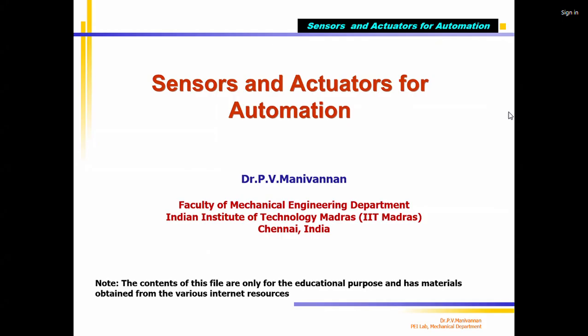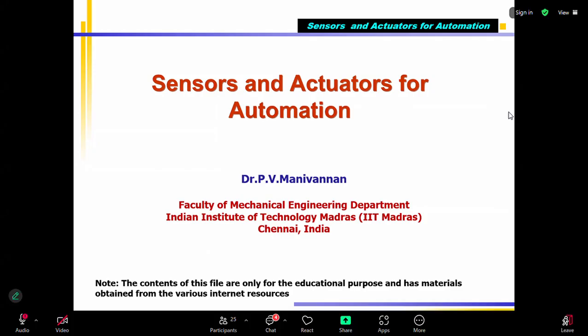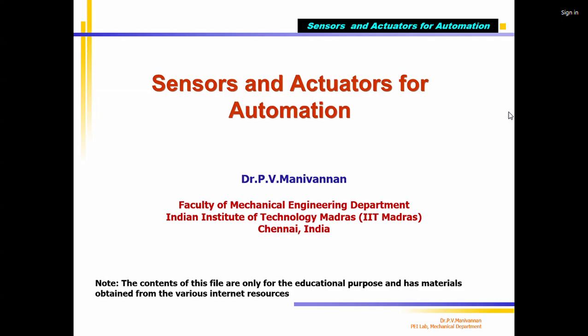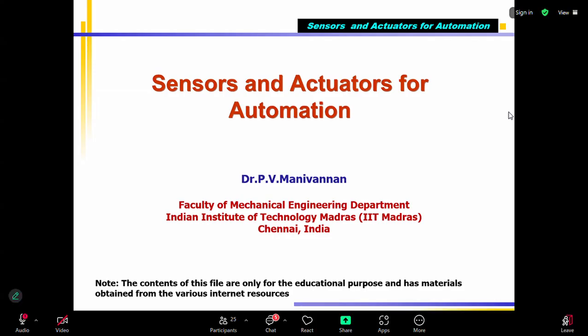Now the next important one, because I already told you there are 5 sections. The first one is mechanical modeling, and before that the need for mechatronic systems and examples of mechatronic systems, all those things we already saw. Now we are going to see the next one, sensors and actuators for automation. First we start with sensors.